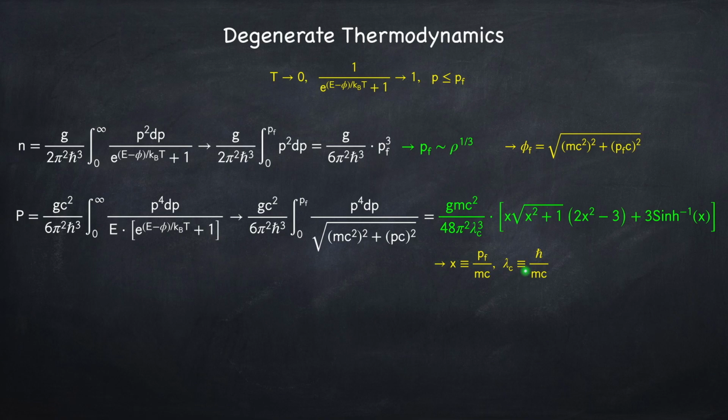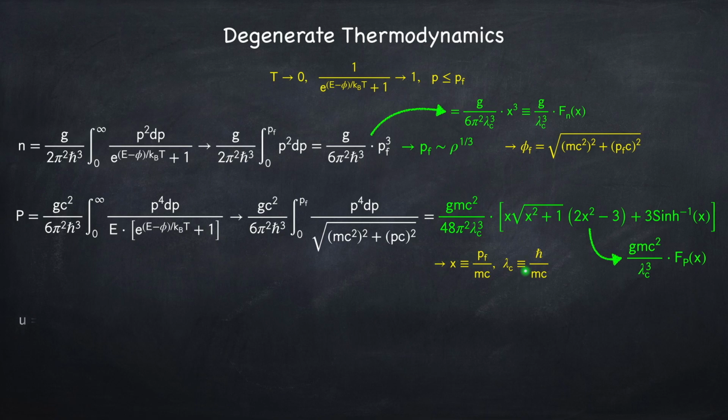And I'm going to write this entire expression as the mass divided by the wavelength cubed times this function f sub p of x. Using similar notation, I can rewrite the number density as 1 over the wavelength cubed times f sub n of x. In this case, f sub n of x is very simple. It's just x cubed divided by 6 pi squared.